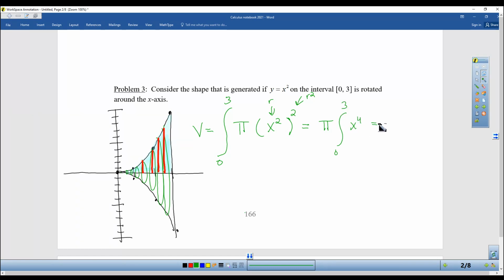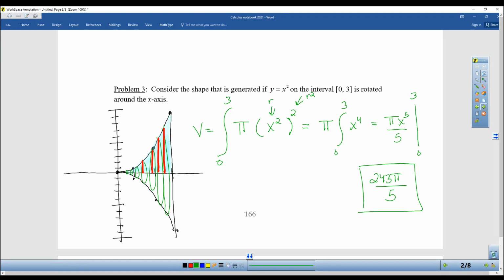These are nice, easy problems to do. Gives us pi x to the 5th, meaning, not that these are easy problems, meaning that the integral itself is a fairly straightforward integral. 3 to the 5th is 243. And when I plug in a 0, I do get 0. So this is my final answer.